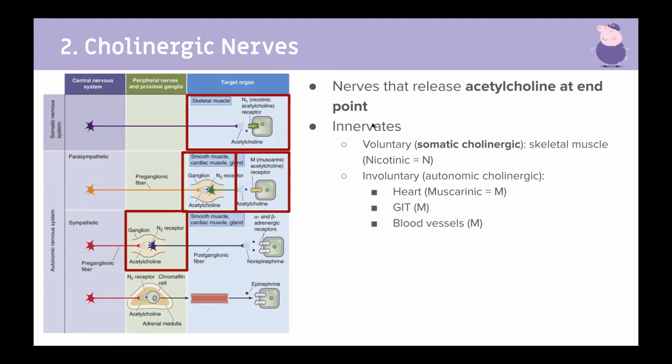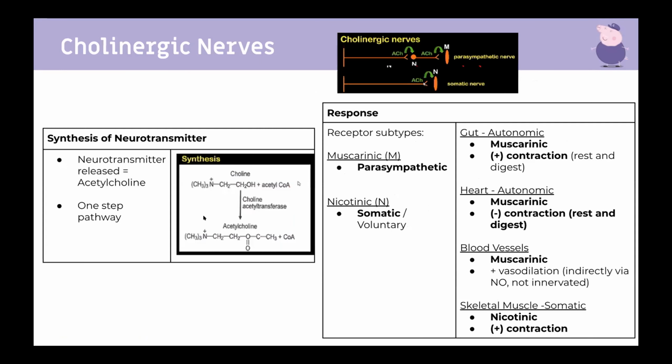Cholinergic nerves can innervate your somatic, so as in your skeletal muscle, and that will be nicotinic receptors. So remember that somatic goes with nicotinic, okay? And then your autonomic cholinergic nerves, which innervate your parasympathetic nervous system, will be muscarinic receptors. So that's why we have the M there, okay? So it will innervate the heart, the GIT, as well as the blood vessels.